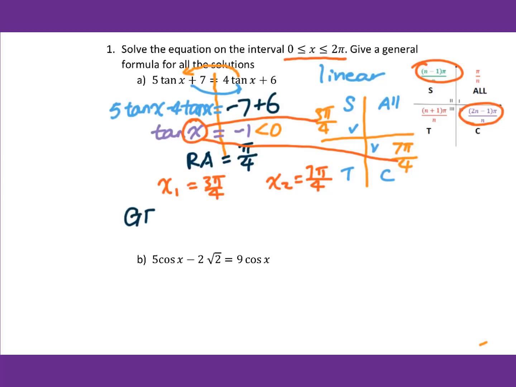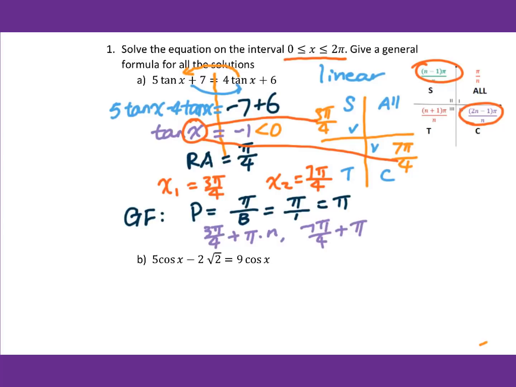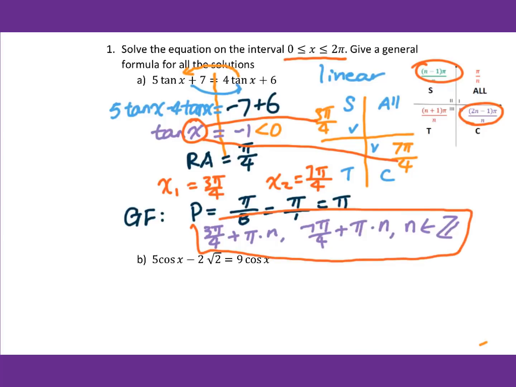We need a general form. The period is pi over b, because this is a tangent. And we get pi over 1 equals pi. B is the number beside the x. So we can write down the general form. That's 3 pi over 4 plus pi times n, 7 pi over 4 plus pi times n, and n is integers. This will be the general form.